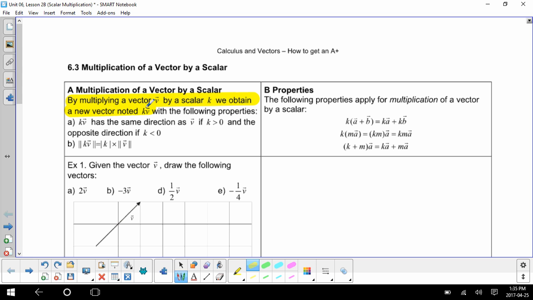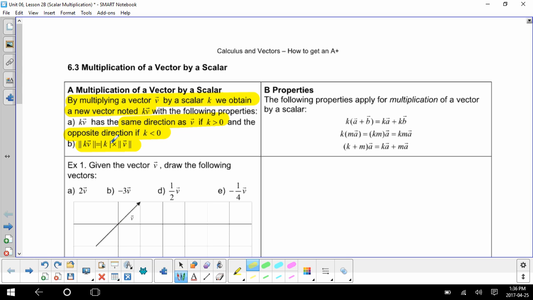Notice that the little arrow doesn't go on top of the k, it still only goes on top of the v. If that's the case, our new vector has the same direction as the original as long as k is positive, and the opposite direction if k is negative. And we can also write the magnitude of the new vector kv is equal to the magnitude of vector v times the magnitude of k. So in our case, the magnitude of k is actually going to be the absolute value of k.